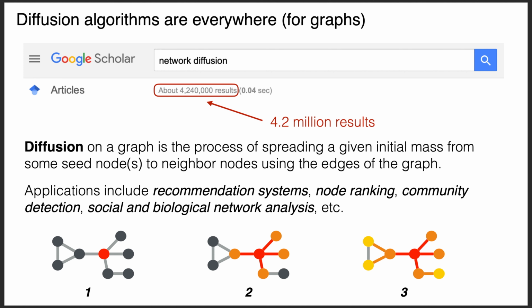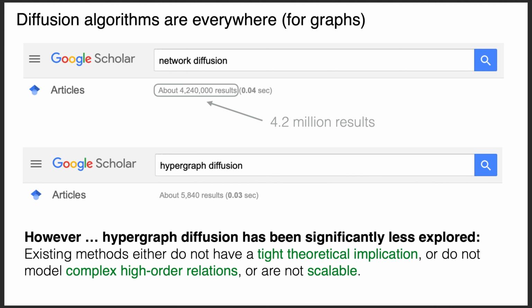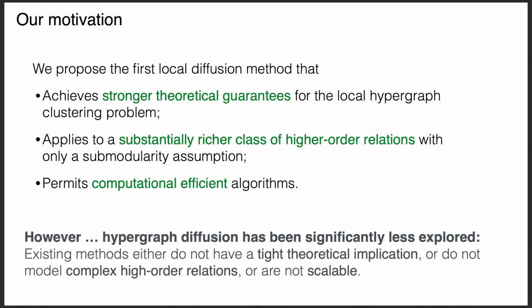On the other hand, a similar search of hypergraph diffusion didn't return as many results. This kind of indicates that hypergraph diffusion has been significantly less explored. There are some methods for hypergraph diffusion, but these existing methods either do not have a tight theoretical implication or do not model complex higher order relations or are not scalable.